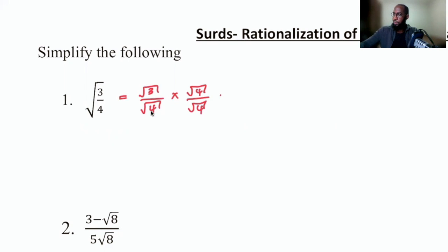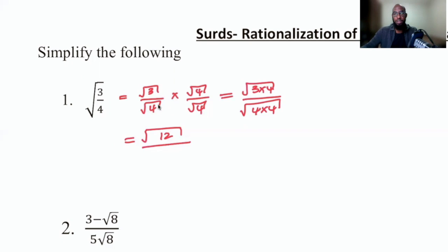We continue. Root 3 times root 4 is like saying the square root of 3 by 4. And root 4 times root 4 is like saying the square root of 4 times 4, right? You don't need to write this line. You can simply jump to here. The square root of 3 times the square root of 4 is the square root of 3 times 4, which is 12, right? And root 4 times root 4 is 4, because we know 4 fours are 16, and the square root of 16 is 4, all right?